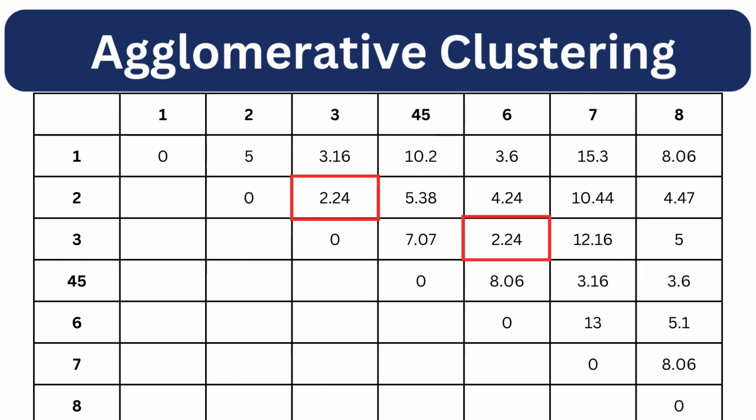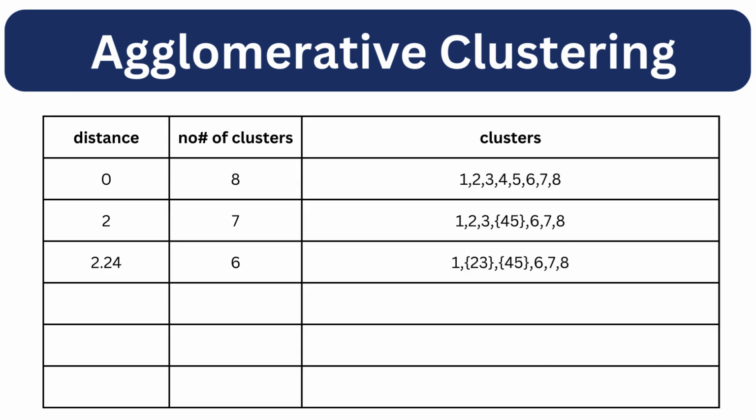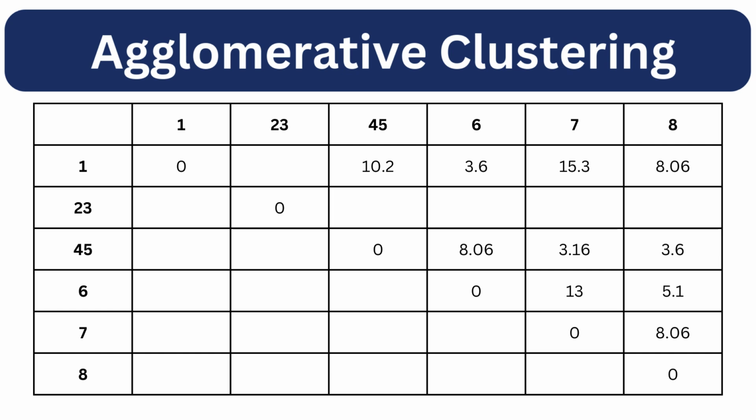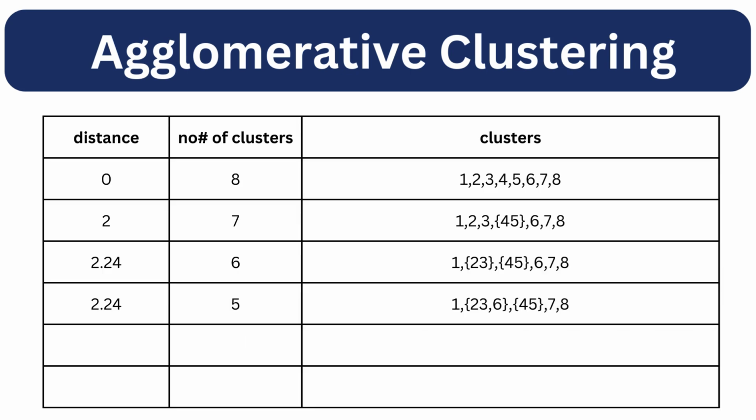So let's choose 2 and 3. In the next step, we will merge point 2 and point 3 into a single cluster. The merging is performed at the distance of 2.24 and the number of clusters would be 6. The next step is to again reduce the matrix to 6 by 6. After computing the reduced matrix, we will again find the minimum value, which is 2.24 between cluster 2, 3 and 6. So we will merge cluster 2, 3 and 6 into a single cluster, and now we have 5 clusters.